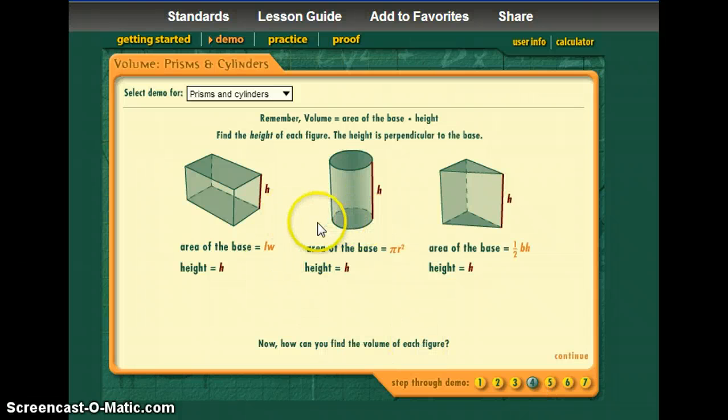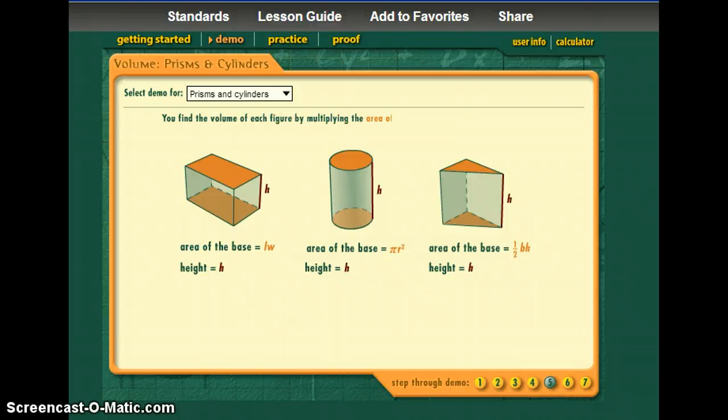So now they're showing you that each solid is made up of height, and it's the same formula: the area of the base times the height gives you the volume, and the base changes depending upon the figure.